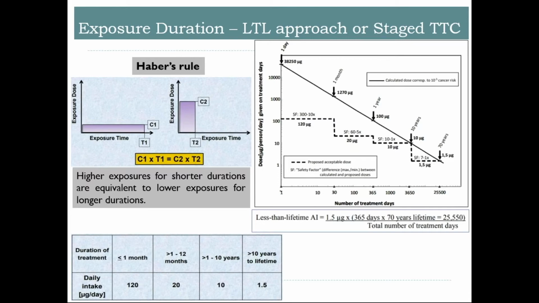With this approach, we can relax the 1.5 microgram per day threshold up to 120 microgram per day, where a drug product is indicated or treated for less than 30 days of treatment duration. It is clear now that, based on the treatment duration, the threshold for a mutagenic compound can range from 1.5 to 120 microgram per day as per this table.